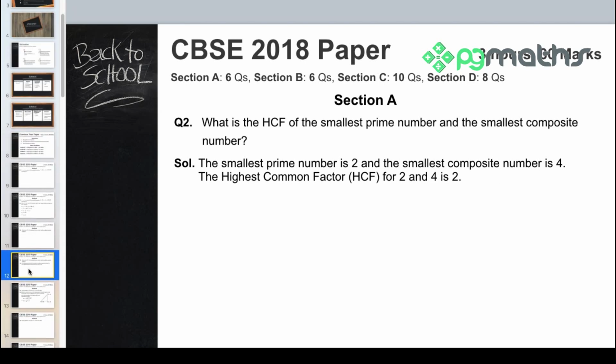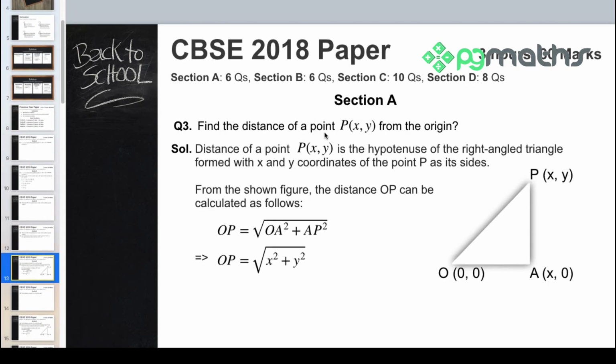Okay, moving on to the third question. Find the distance of a point P(x, y) from the origin. The distance of a point P is the hypotenuse of the right angle triangle formed with the x and y coordinates of the point P as its sides. Does it seem intuitive to you? Okay, no? Let me see.